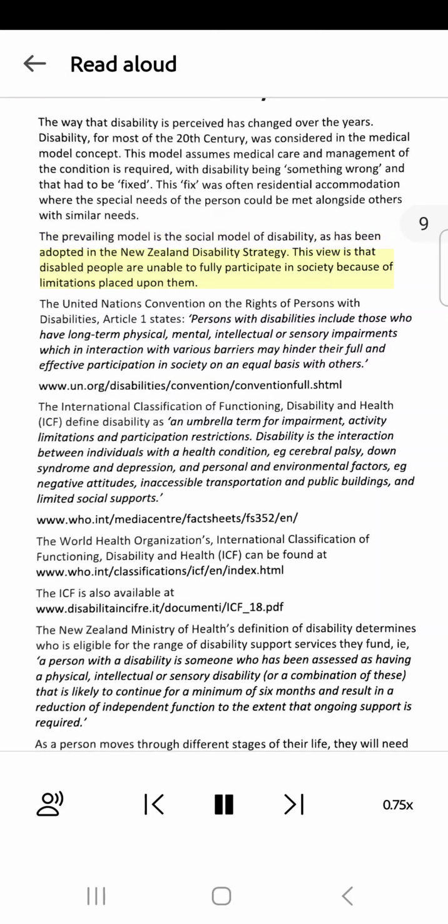The prevailing model is the social model of disability, as has been adopted in the New Zealand Disability Strategy. This view is that disabled people are unable to fully participate in society because of limitations placed upon them. The United Nations Convention on the Rights of Persons with Disabilities, Article 1 states, "Persons with disabilities include those who have long-term physical, mental, intellectual or sensory impairments which in interaction with various barriers may hinder their full and effective participation in society on an equal basis with others."